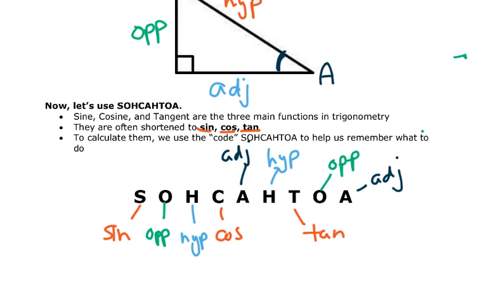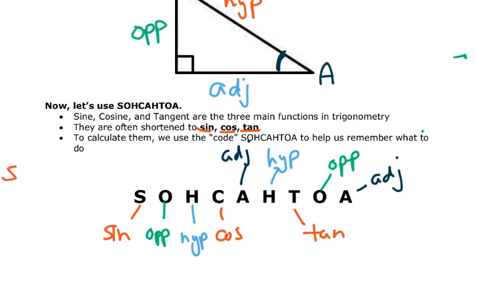So how to read SOHCAHTOA is we read it from left to right, just like this. So we're going to take the first ratio here. This means that sine is equal to opposite over hypotenuse. And when we go to the next ratio, this means that cos is equal to adjacent over hypotenuse. And then we have the last ratio, tan is equal to opposite over adjacent. So let's write those ratios out.